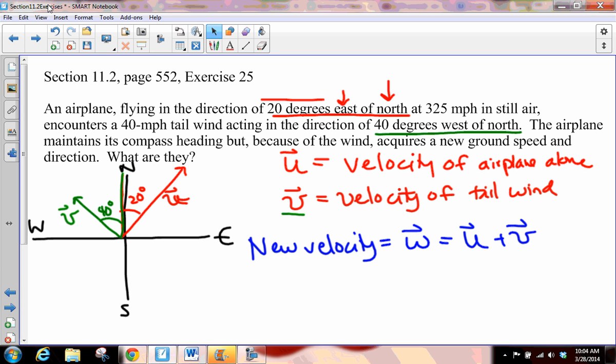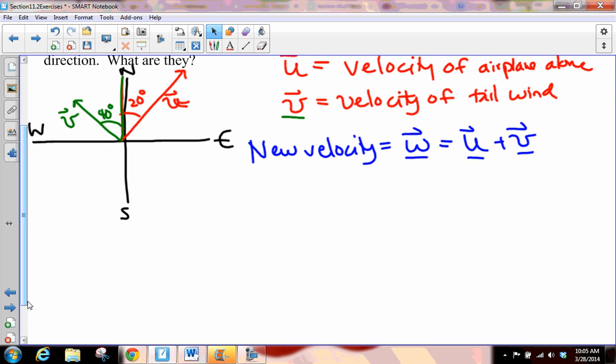Now, we know that we are only going to be able to add x components to x components and y components to y components because x and y are independent. And that tells me that the x components of my new vector are going to be the x components of u and v. And the same thing will be true for the y component of my new vector. But to do that math, I'm going to need to know what the x and y components are of u and v. So let's try to find those first.